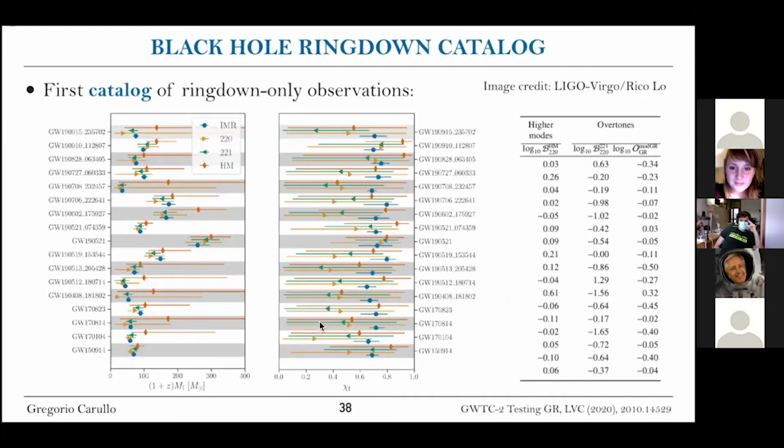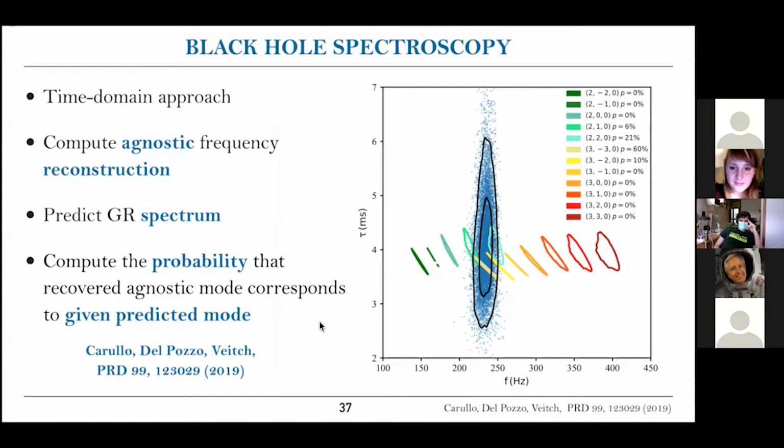Hey, Gregorio, sorry, I think we missed you precisely when you were explaining the horizontal plots. Yes. So the blue dots are agnostic reconstruction of the frequency, and the black lines are the 50 and 90% contours on the reconstruction of the frequency. So this is the agnostic one. And then you essentially compute the prediction from GR, and you compute the probability that the agnostic mode that you recovered is exactly the one that was predicted by GR. Can I ask a question?